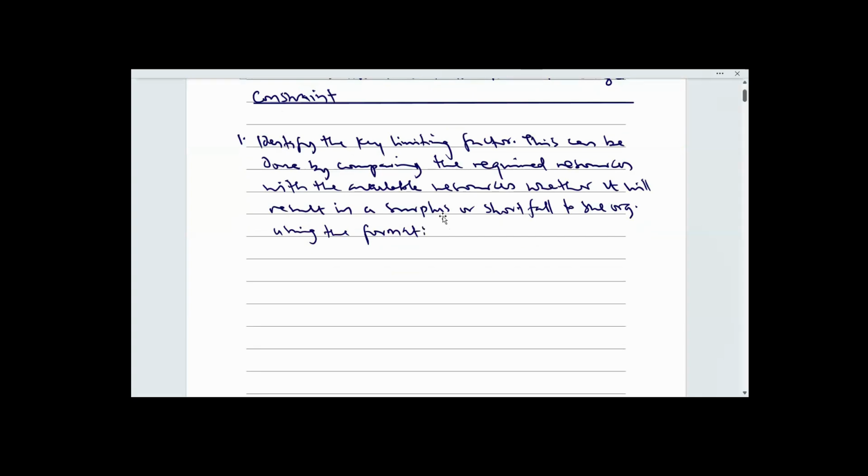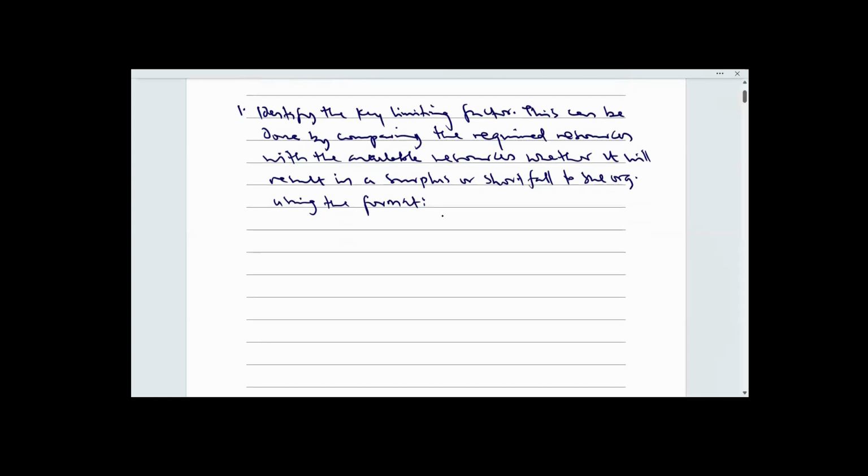Now, in all cases, whether you want to do linear programming or optimal product mix, the examiner will usually tell you that the material is not sufficient or the labor hour is not sufficient. Don't listen to whatever the examiner is telling you. You have the responsibility to go into the question and confirm. You need to compare the required resources versus the available resources. At times, the examiner may want to put you into express, all right? So you need to do this. It's very important. Now, what is the format?